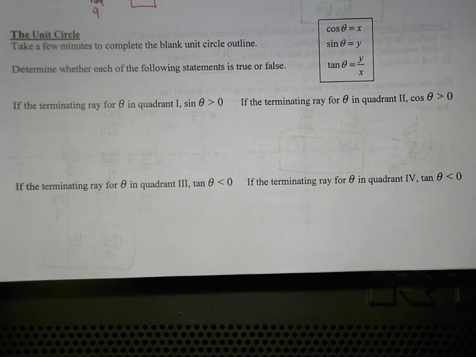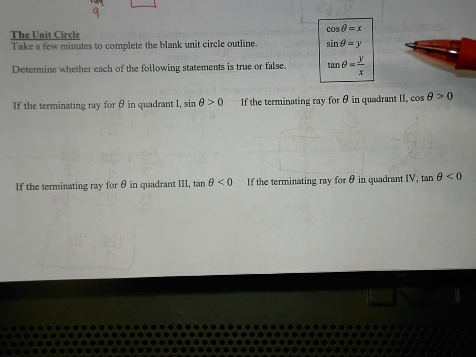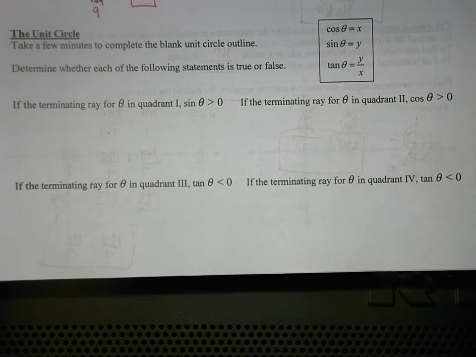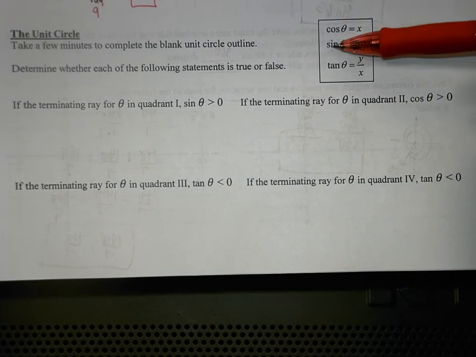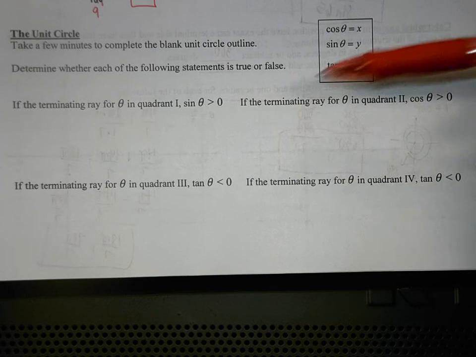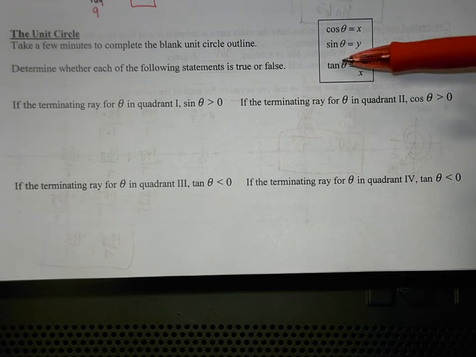It says, determine whether each of the following statements are true or false. You need to remember that cosine is dealing with x and sine is dealing with y. Do you remember how we remember which one goes with which letter? Cosine is x. Alphabetical order. That's how I remember it. You might remember it differently, but I know that x comes before y and c comes before s. So alphabetically, cosine and x go together, sine and y go together. And tangent is just like slope, where you're putting your y over your x.